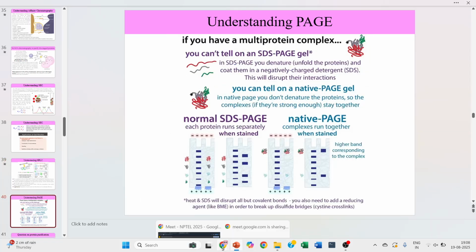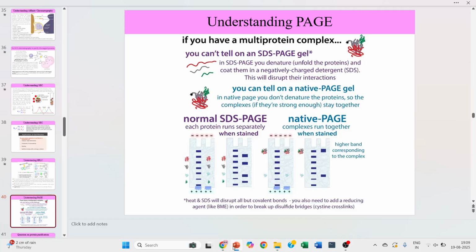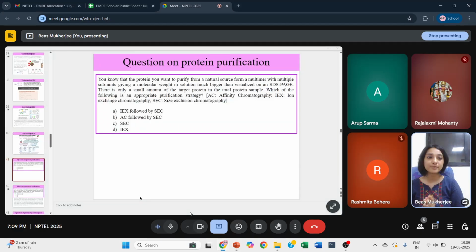Right. Now SDS PAGE. SDS PAGE you guys have already studied. What is a native PAGE? In a native PAGE, the protein is in its native, naturally active form. It is binding to another protein or a nucleic acid and you can visualize it. And in normal SDS PAGE, the protein is completely denatured. It is coated with SDS and it is running on the gel based on the difference in molecular weight. So we have studied about this in the previous class. Correct? Okay. Now you have to answer this particular question.